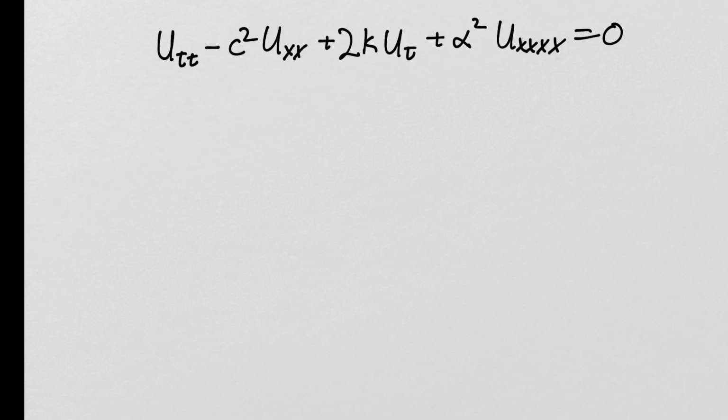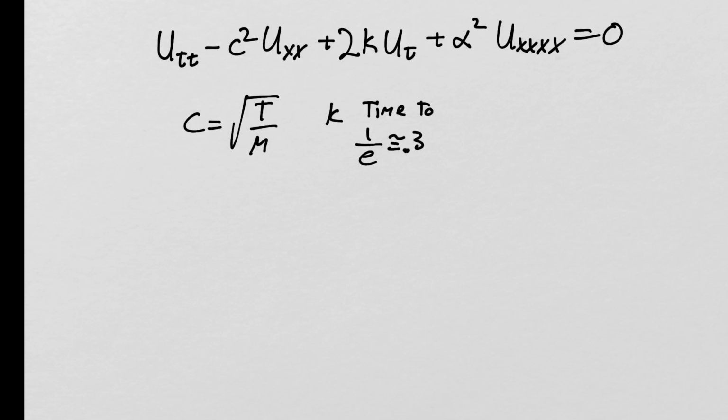Let's, well, actually, you know what? We should nail those things down now. This is the equation we're going to solve. We better understand it, right? Of course. So c, we know, is the square root of the tension over the mass density. We know that k represents the decay time to about 1 over e, approximately 30.37 amplitude decay, right? So that's a very simple model for decay.